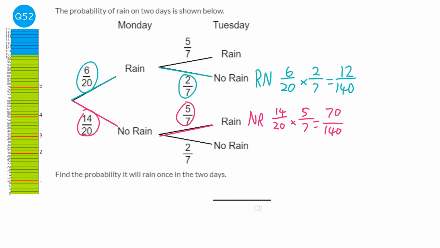Now we're looking for the probability it will rain and not rain, or not rain and rain. The word or in probability means add, so we're going to get that 12 over 140 and add it to the 70 over 140, and that will give us 82 over 140. And then we can cancel that down to 41 over 70.